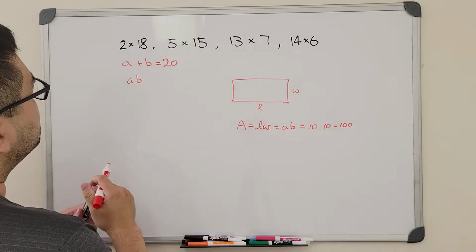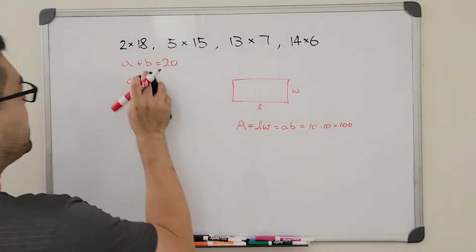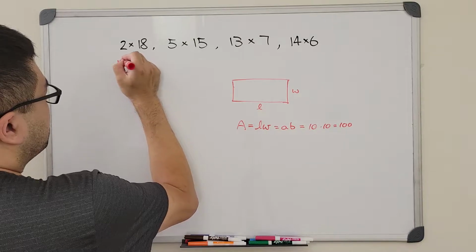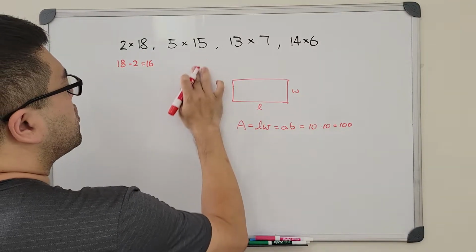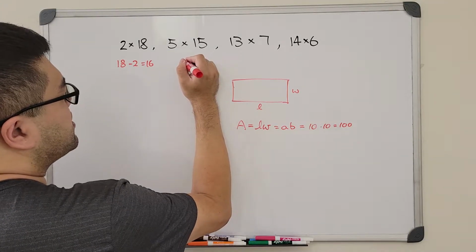So for the first one, 2 times 18, we have 2 and 18. That tells us the difference will be 18 minus 2, which is 16. Next, we have 5 and 15. The difference will be 15 minus 5, which is 10.